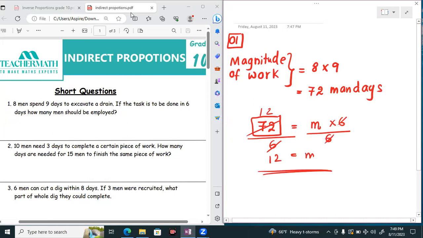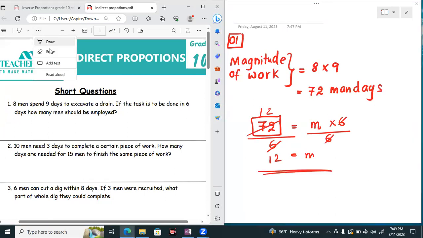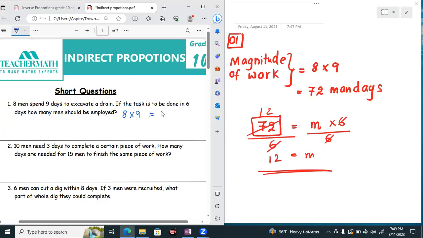Okay. Then when you solve this in the exam, this is how you should write it. 8 times 9 equals m times 6. It is because of why? Because number of men m times d. md equals md. Why do I say so? The first md says the magnitude of the work that we initially calculate. It is also the same as the next number of men and number of days.